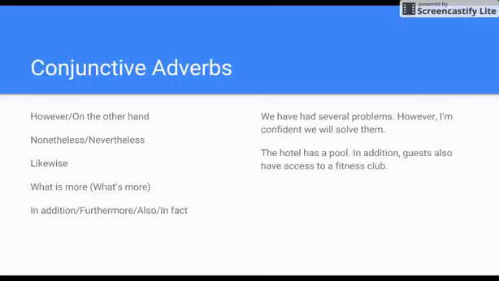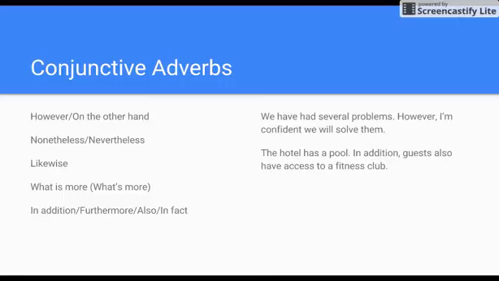Okay, so let's go on to the last type of connector that we're going to talk about, which are conjunctive adverbs. So conjunctive adverbs also connect two clauses. Actually, they could probably connect more than two, but the point is they connect two sentences with a period. Let's take a look at the examples first, and then we'll run through the different types. We have had several problems. Period. However, comma, I'm confident we will solve them. So in this case, we combined the two ideas using a period, and then the conjunctive adverb, and then comma.